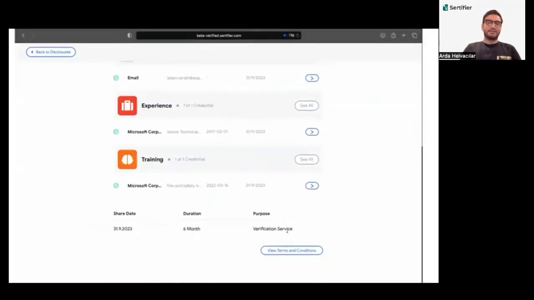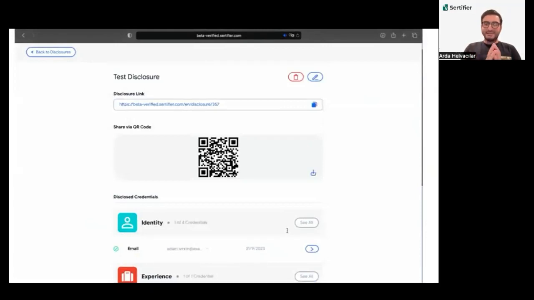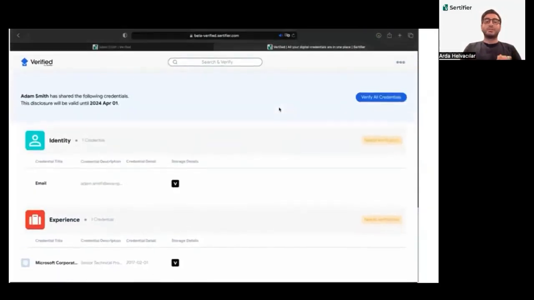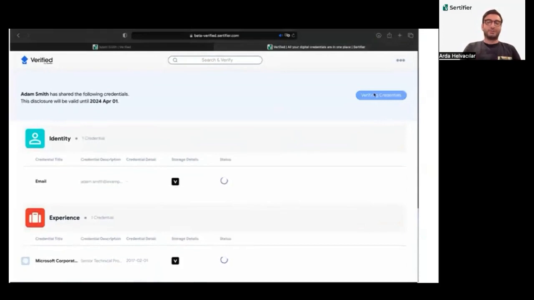Moreover, the seamless integration facilitates easy disclosure to various educational and professional platforms, enhancing cross-border mobility. This feature is vital as it bridges the gap between credential holders and verifying entities, making credential disclosure a hassle-free process. Verification is a cornerstone of Verified Wallet, of course.